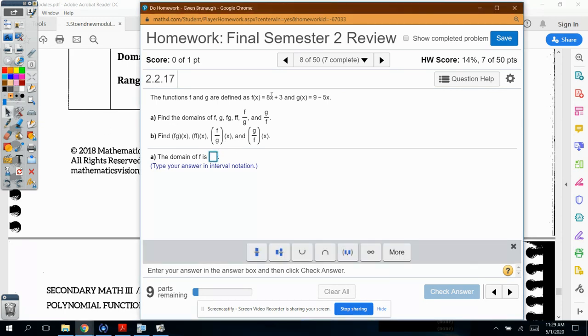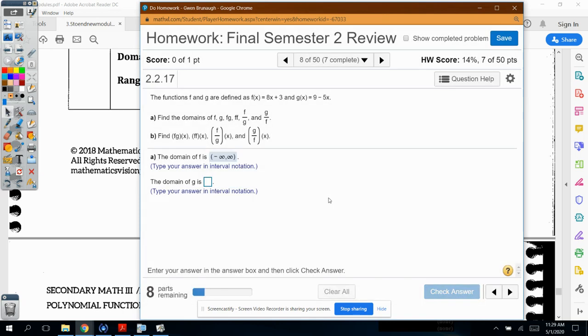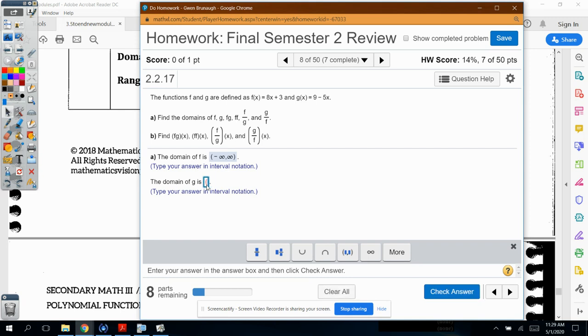So, the domain of f. Well, f is a line. There's no risk factors in lines. So, you're looking at negative infinity to positive infinity. Okay, g is also a line. No risk factors in a line. So we have negative infinity, positive infinity.